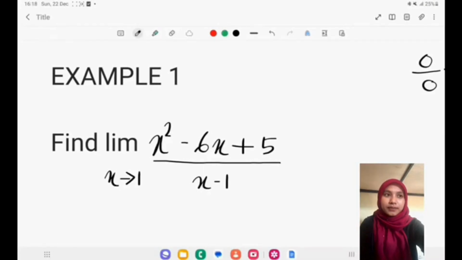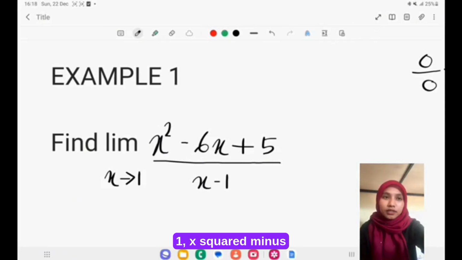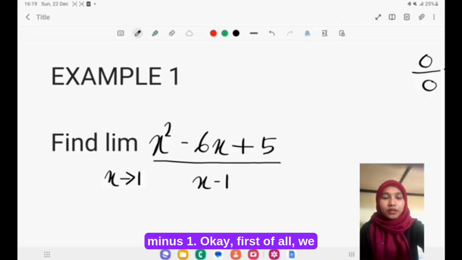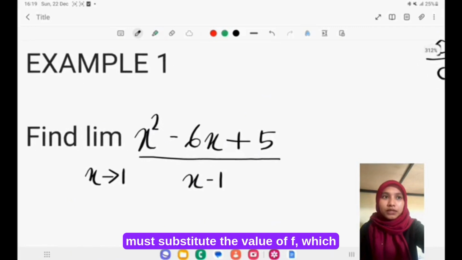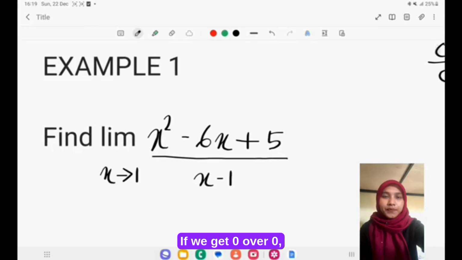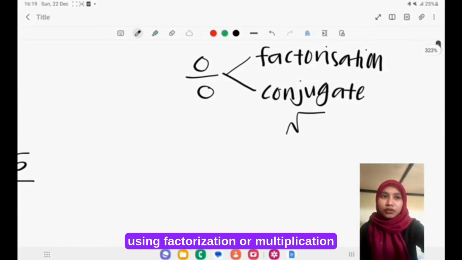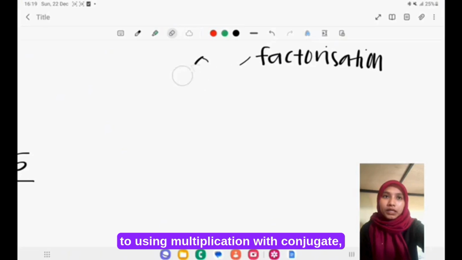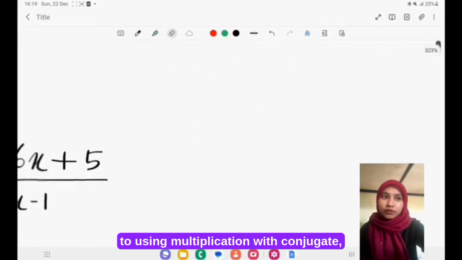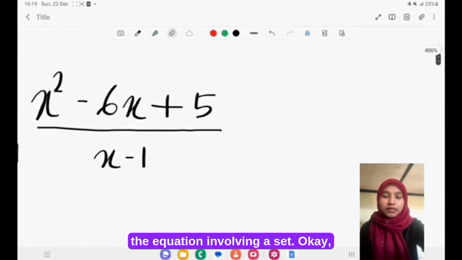Okay, for example 1, find the limit as x approaches 1 of x squared minus 6x plus 5 over x minus 1. First of all, we must substitute the value of x, which is 1, into the equation. If we get 0 over 0, then we must evaluate the limit using factorization or multiplication with conjugate. But multiplication with conjugate is used when the question involves a surd.